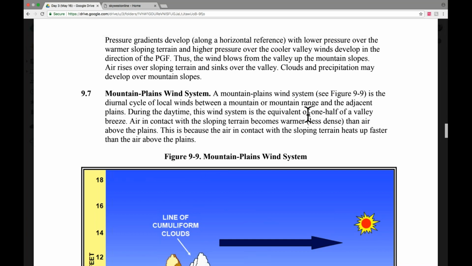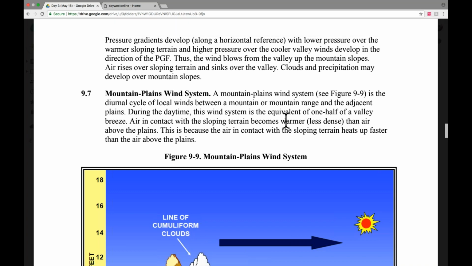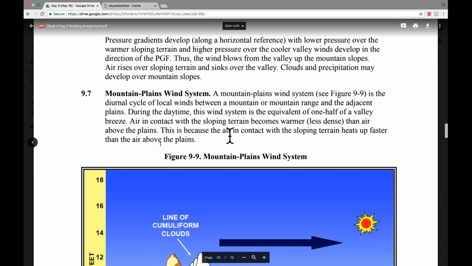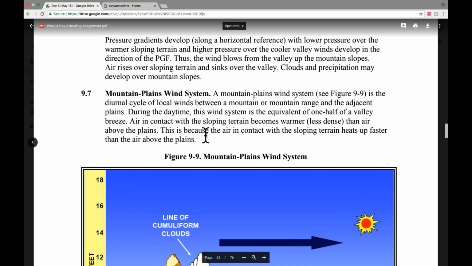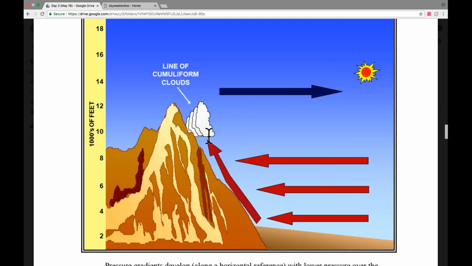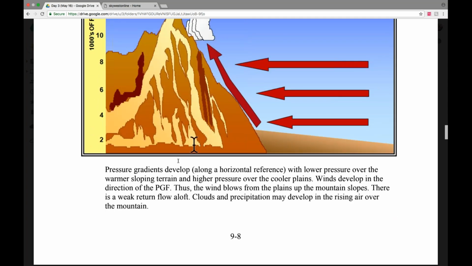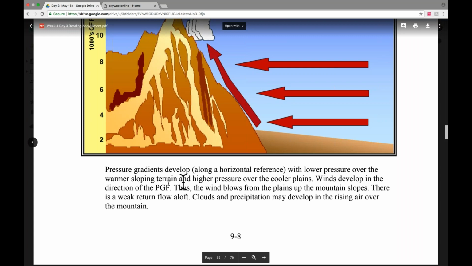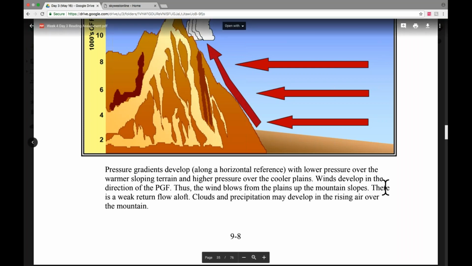So during the daytime, the wind system is the equivalent of half the valley breeze. Air in contact with the sloping terrain once again becomes warmer and less dense than the air above the plains. This is because the air in contact with the sloping terrain heats up faster than the air above the plains. Okay. PGF develops with low pressure over the warmer sloping terrain and high pressure over the cooler plains, in the direction of the PGF. Thus, the wind blows from the plains up the mountain slopes.